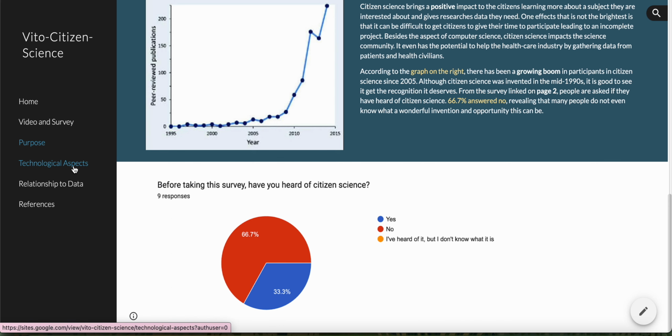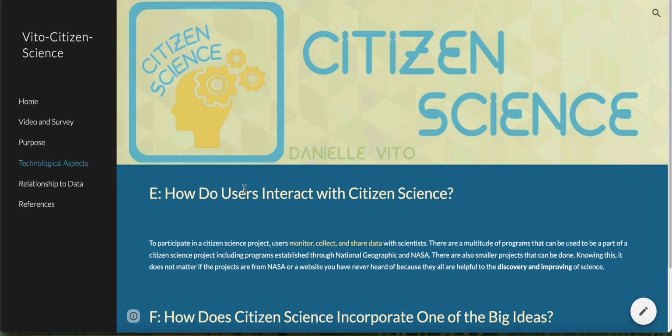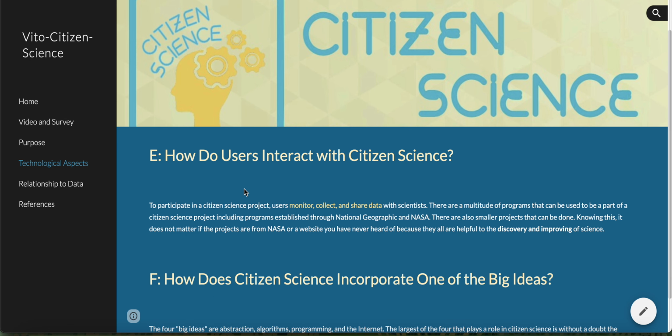Moving on to the technological aspects. How do users interact with it? Well, users can monitor, collect, and share data with scientists, and there's so many programs that can be used, going as high as NASA, but there's smaller projects that maybe you've never heard of. But I think no matter how reputable the website is, even though they're all fairly reputable, they're all done by scientists. They're extremely helpful to the improving and the discovery of science.